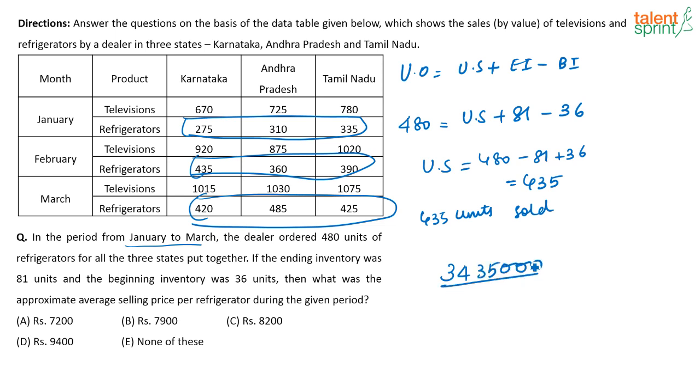So you should get the answer as 3435,000 divided by how many units are sold? 435 units are sold. So this is the total sales, correct? Sum of all these 3, and 3 zeros because it's in terms of thousands. And the number of units sold is 435. Solve this and you will get the answer as 7,900. So the correct answer here will be option B, 7,900. You can check the calculation yourself and see if you are getting the same.